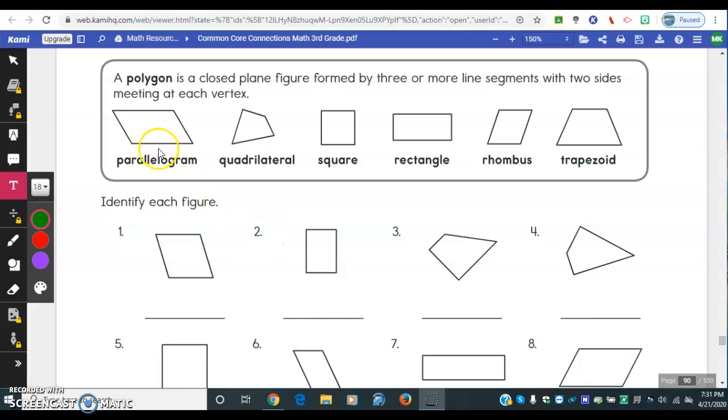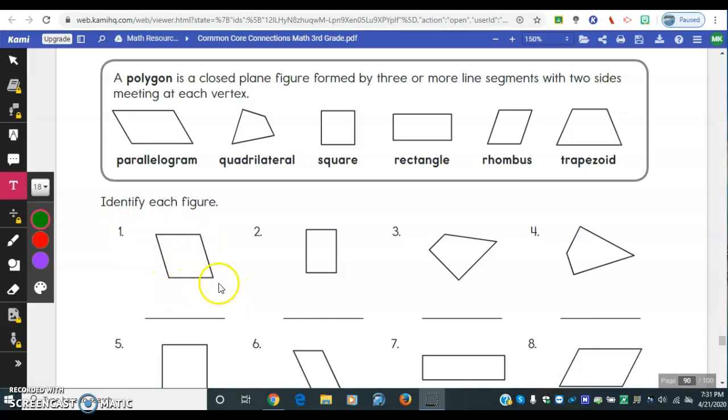We've got a parallelogram, we've got just a quadrilateral. It doesn't really fit into any of the groups because it's irregular. We've got our square, our rectangle, our rhombus, and our trapezoid. And we need to figure out which figure each one of these would be considered. So let's take a look at number 1.